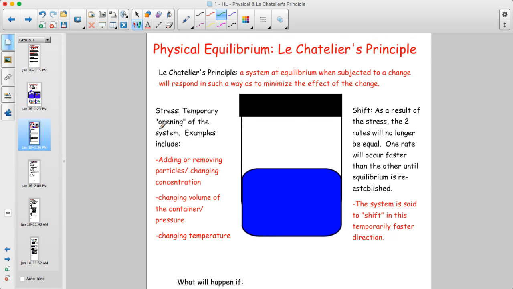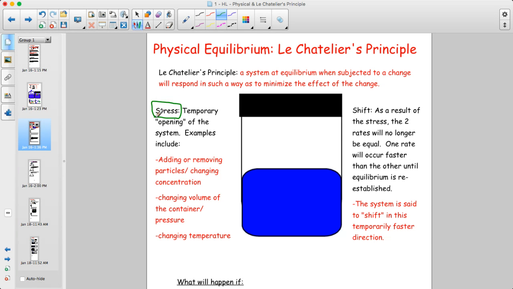Okay. Besides just understanding what equilibrium is, the key concept of the equilibrium topic, especially for standard level, is something called Le Chatelier's principle. And Le Chatelier's principle says that a system at equilibrium, when subjected to a change, will respond in such a way as to minimize the effect of the change. Essentially, if you take a system at equilibrium and you stress it in some way, so you temporarily open that system, you either add more reactant or product, or you remove something, or you change temperature, or you change pressure. Those are all various things that we're going to refer to as stresses.